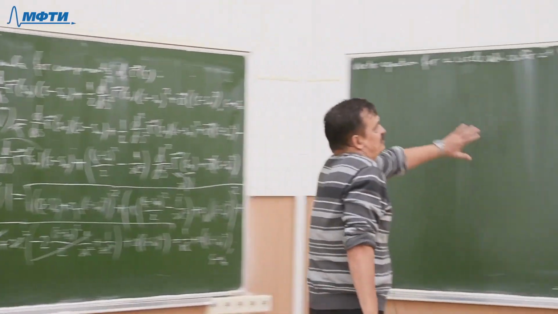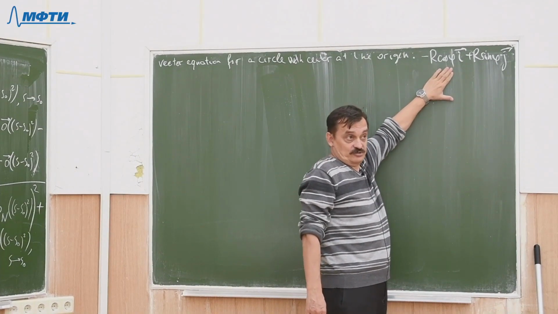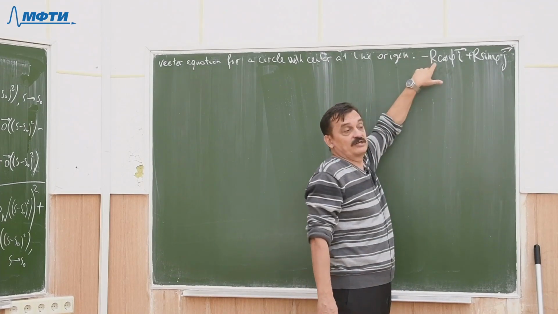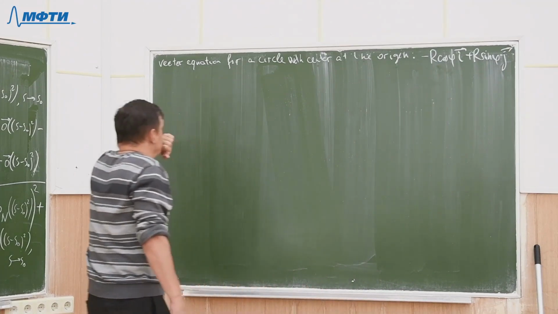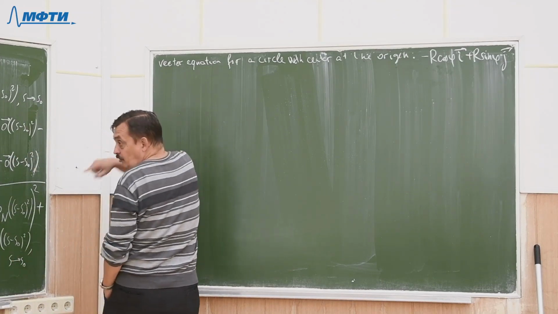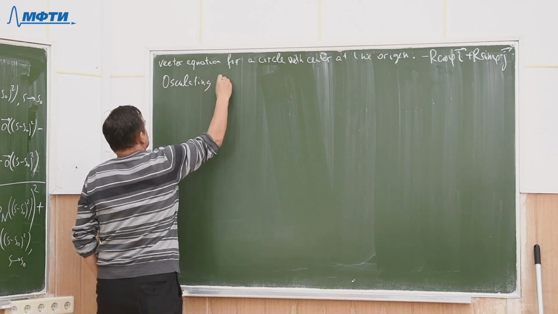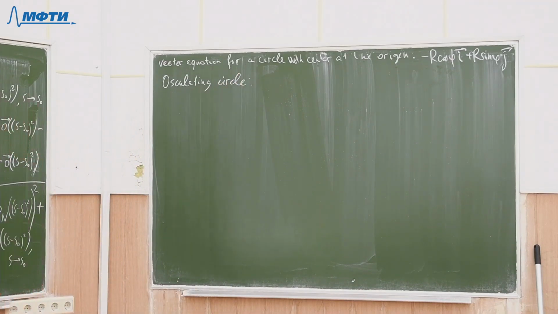But of course, that is a parametric equation or vector equation for a circle, right? With center at the origin and of radius r, right? Okay, now look. So osculating circle, then how to obtain the equation for the osculating circle in terms of this phi.